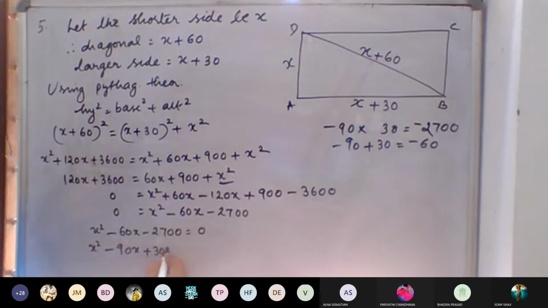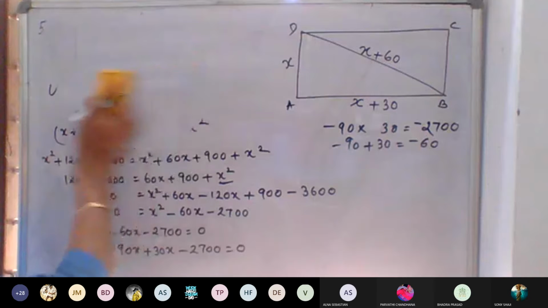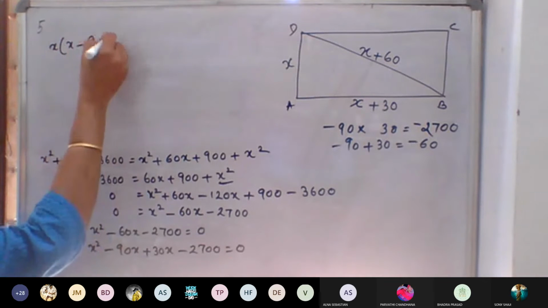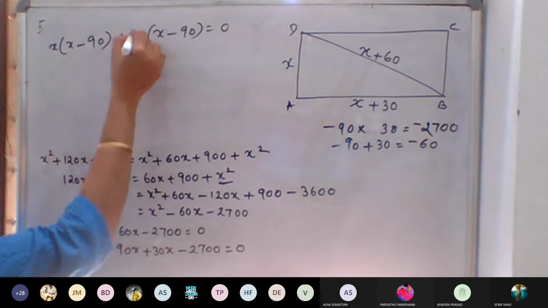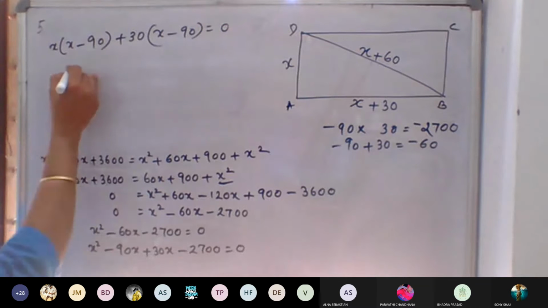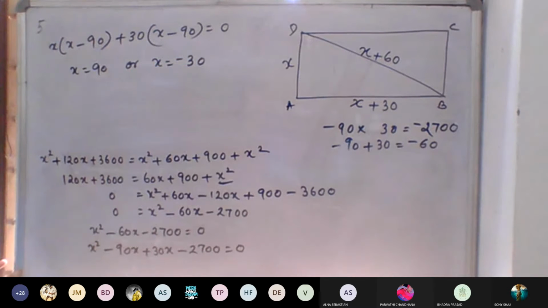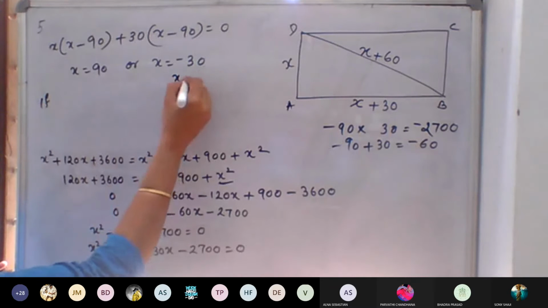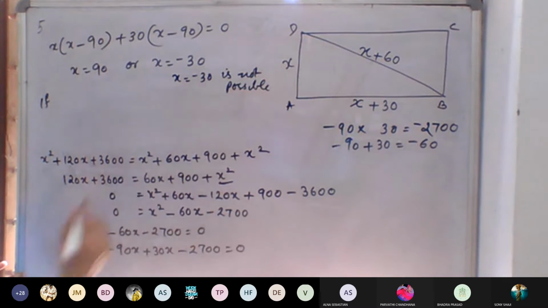x square minus 90x plus 30x minus 2700 is equal to 0. Taking x common, x minus 90, then here x minus 90 is equal to 0, so it will be plus 30. So x is equal to 90 or x is equal to negative 30. x is equal to negative 30 is not possible, since it is a negative value. So take only x is equal to 90.